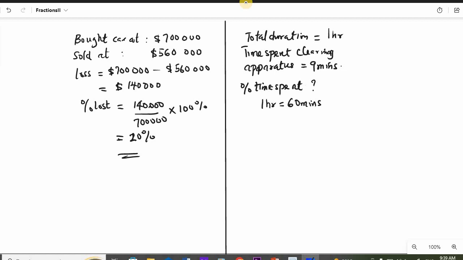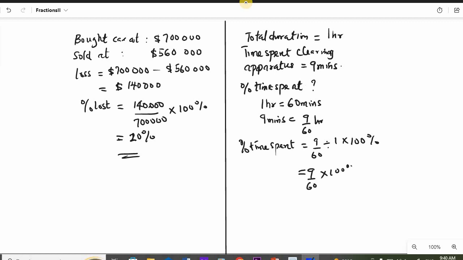Okay. So 9 minutes is equal to 9 over 60 hour. Alright. So the percentage of time spent is equal to 9 over 60 divided by 1 times 100%. Okay, so this is equal to 9/60 times 100%. 0 cancels 0 here, 2 here, 3, 2 here, 5, 3 here, 1, 3 here, 3. So this is equal to 15%.